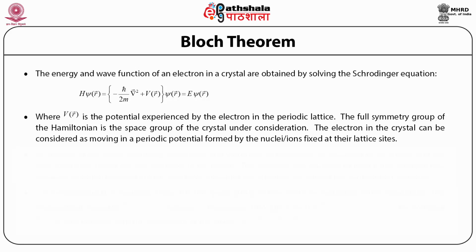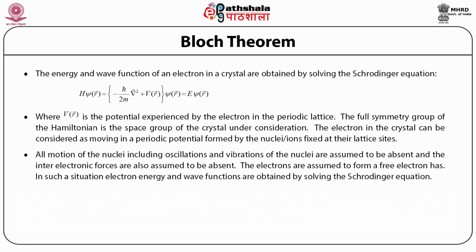The full symmetry group of the Hamiltonian is the space group of the crystal under consideration, because the crystal has a symmetry which is given by the space group. The electron in the crystal can be considered as moving in a periodic potential formed by the nuclei or the ions fixed in their lattice sites. The nuclei and the ions can be considered as fixed because of their mass, which is thousands of times greater than the electron mass.